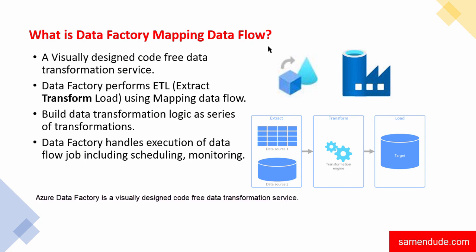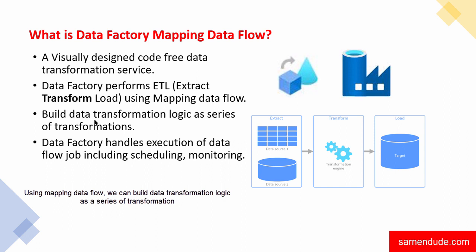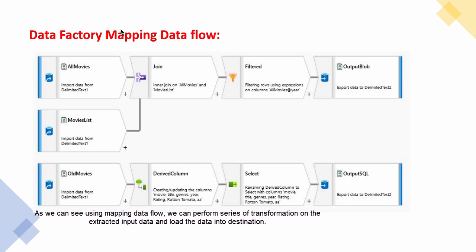Data Factory Mapping Data Flow is a visually designed, code-free data transformation service which allows us to perform ETL: extract, transform and load. Using Mapping Data Flow, we can build data transformation logic as a series of transformations. We can perform a series of transformations on the extracted input data and load the data into the destination. Mapping data flow can contain multiple sources or inputs, but it has to contain at least one sink or destination.